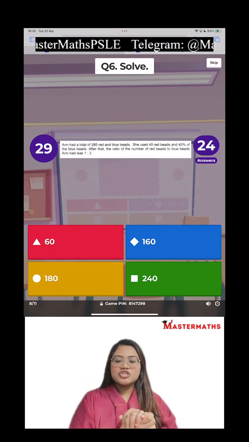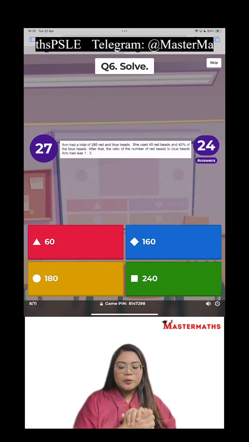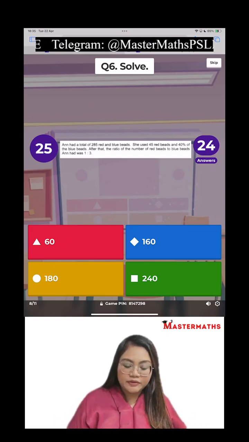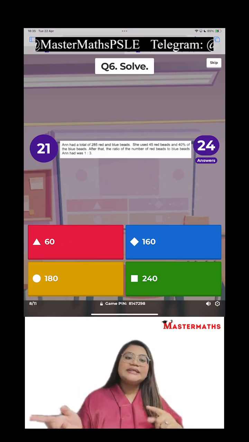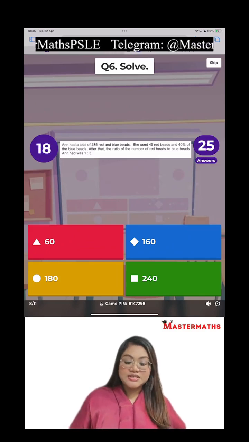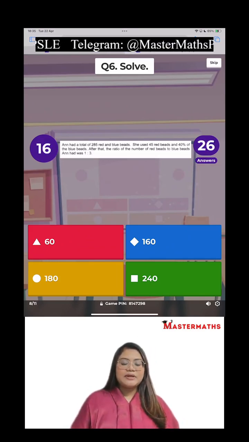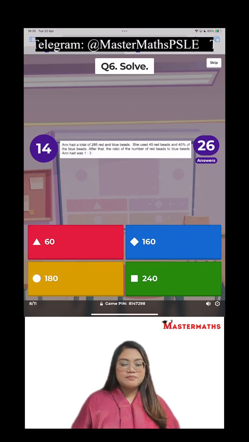My name is Coach Shahira from MasterMaths. We are going through the 2018 PSLE paper review. We are now running through all the questions first, and then later on we'll go through the solutions. Okay, there are 7 questions that I picked out from the 2018 paper.